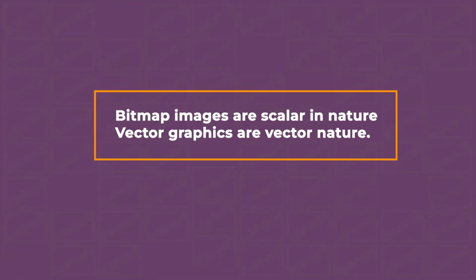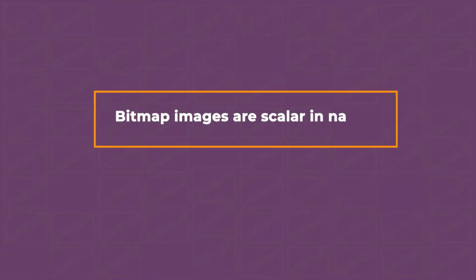Likewise, I had already communicated that we have bitmap images and vector images. Vector graphics are there. So bitmap images are scalar in nature and vector graphics are vector in nature. What do we mean by that? We will be discussing it as the sessions go on.